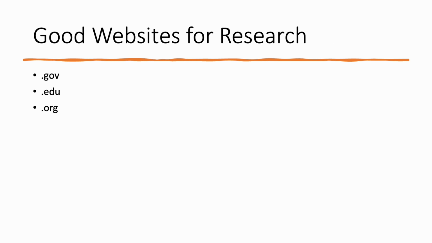Some good websites to use for research are ones that end in .gov, .edu, and .org. You definitely want to stay away from the ones that end in .net. There are some good websites that are .coms, but when looking for detailed research, these three generally are the best ones to use.